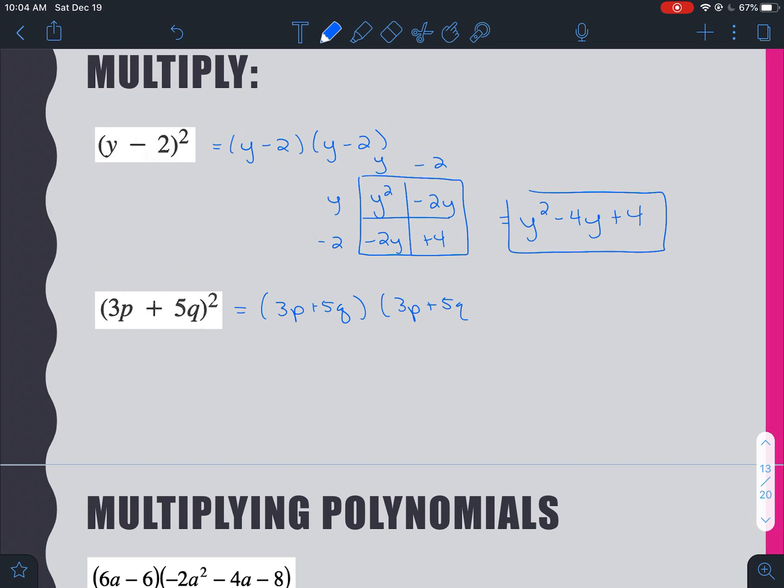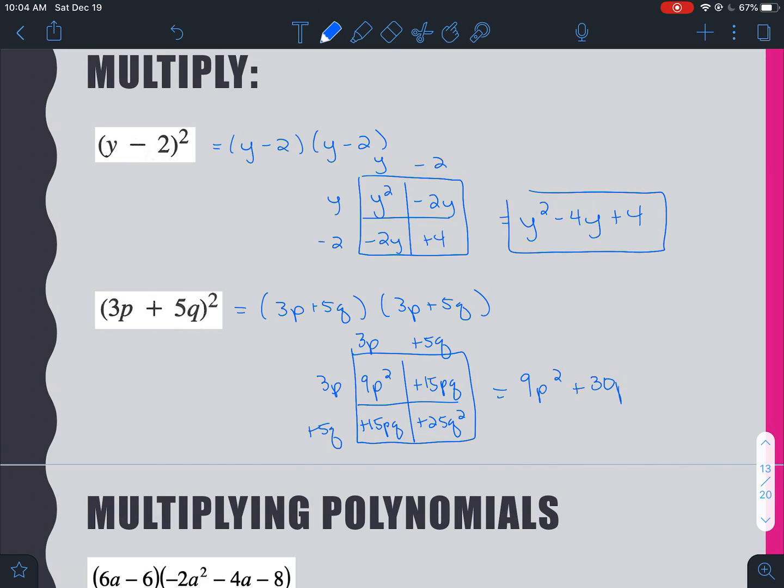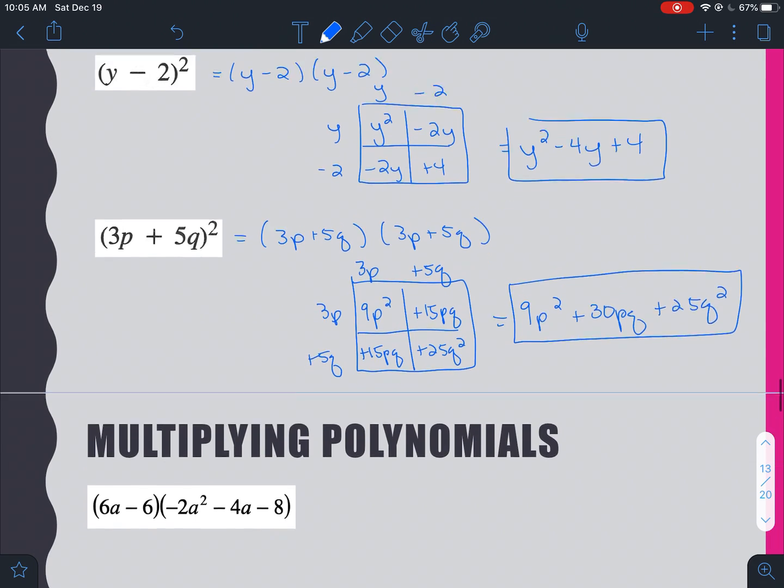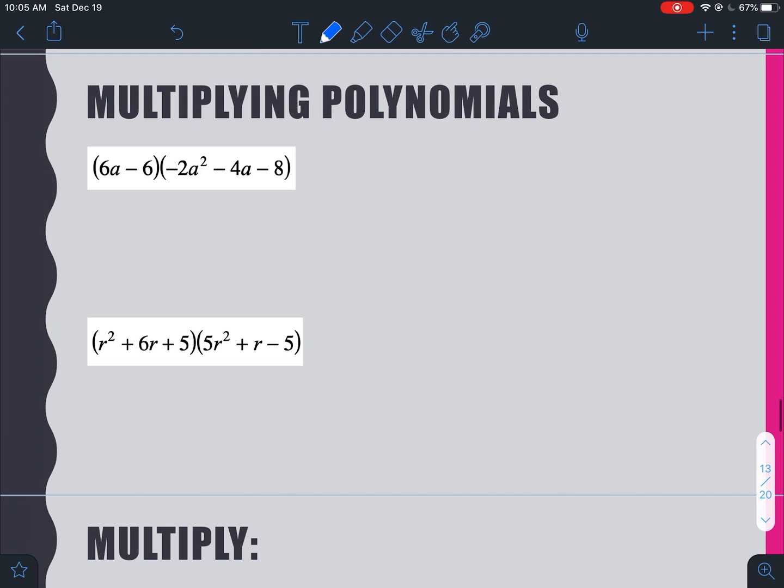And 3p plus 5q squared would be 3p plus 5q times 3p plus 5q. And if I multiplied these out using the box method, I would get 9p squared plus 15pq plus 15pq plus 25q squared. And so I get 9p squared plus 30pq plus 25q squared. So that, again, is squaring a binomial.